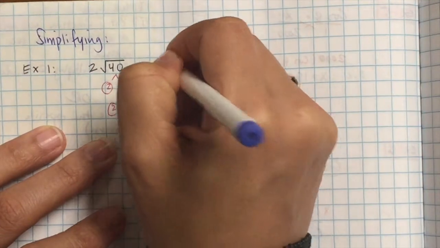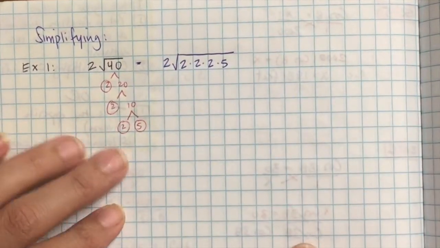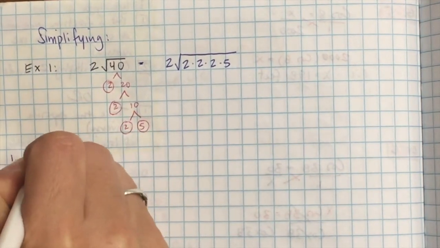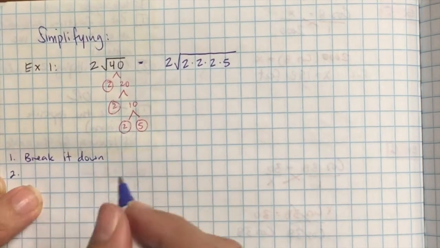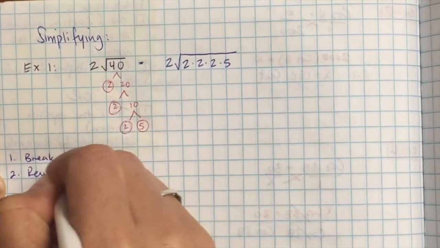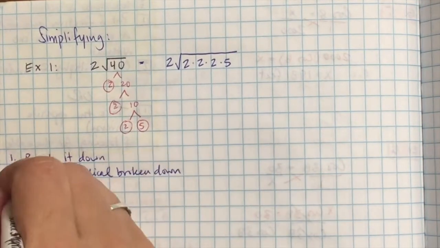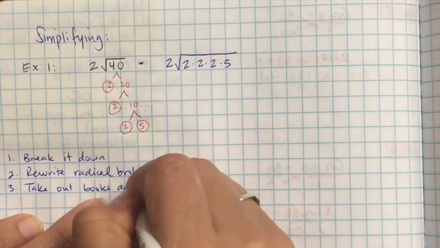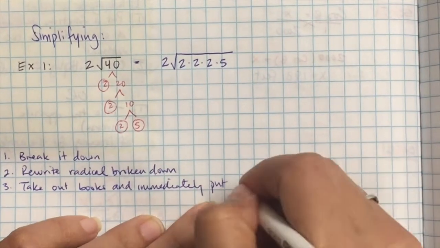That's going to be equal to, and now I'm going to rewrite that 40 as the prime factorization. So 2, 2, 2, 5. This is a listening check, calling the circle of 2's. Go ahead and copy this down as well. So first step is going to be to break it down. Second step, to rewrite the radical broken down, which we already have. Third step is going to be take out the books and immediately put them outside and cross them out on the inside. So take out books, put them outside and cross them out on the inside.